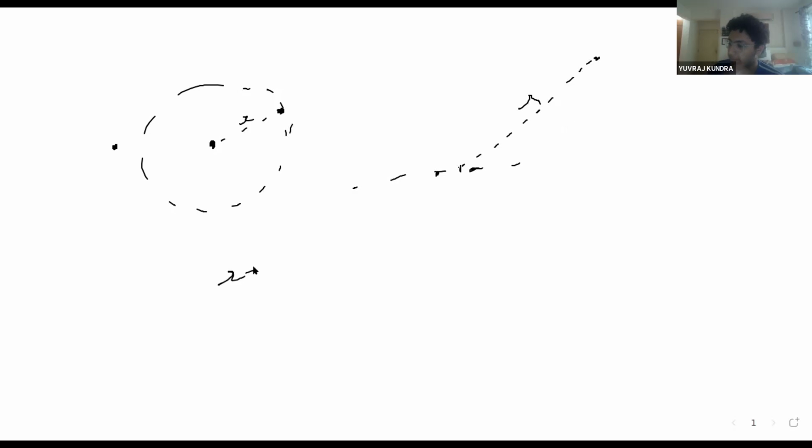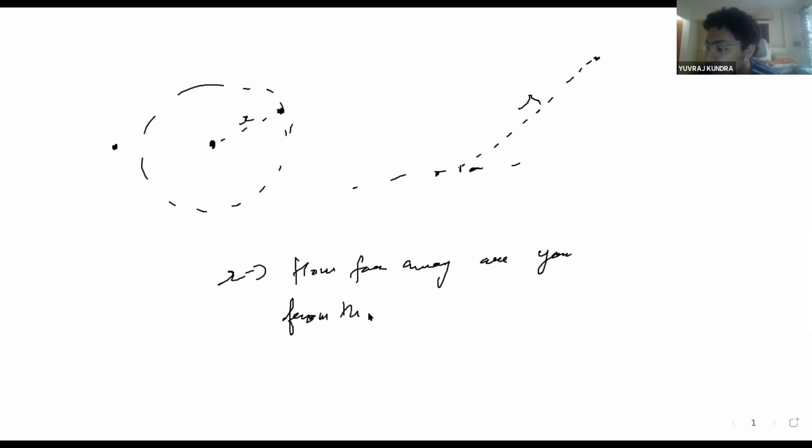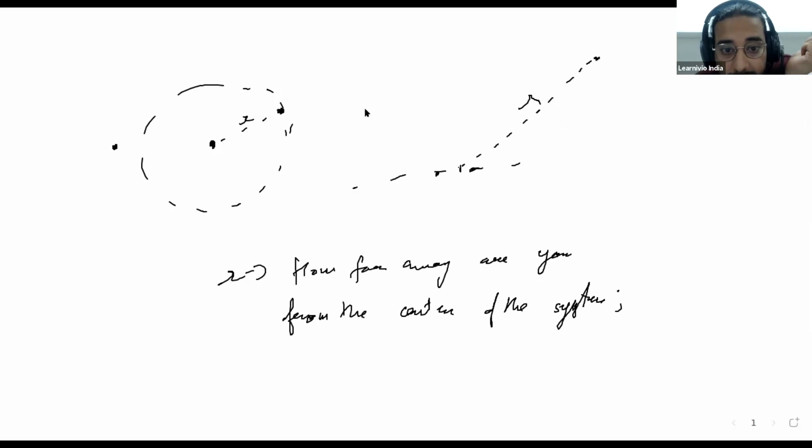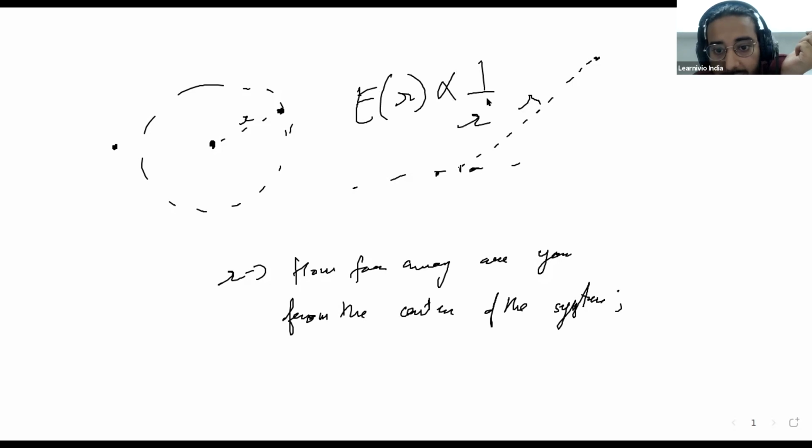So r essentially tells you how far away you are. If we say that r is the distance from the center of the system, and we are saying r raised to power n, what exactly do we get here? r raised to power n is distance raised to power n. So essentially we have a function which is proportional to 1 by r to the power n, rather than r to the power n.